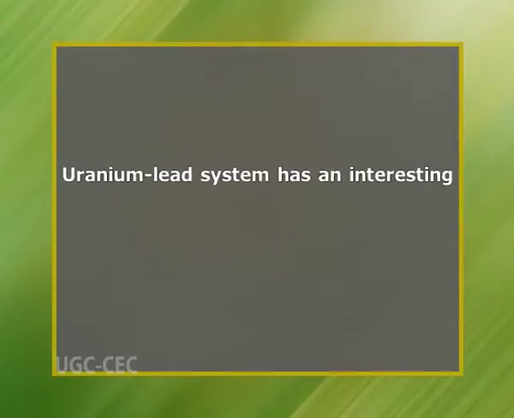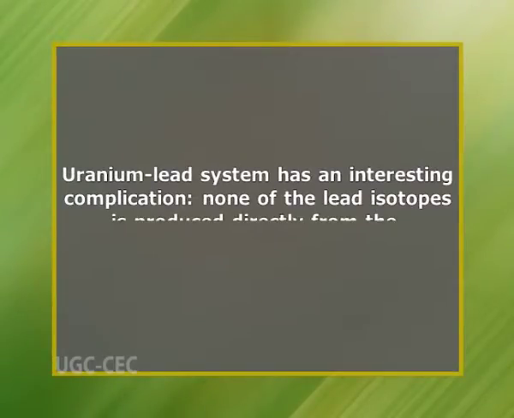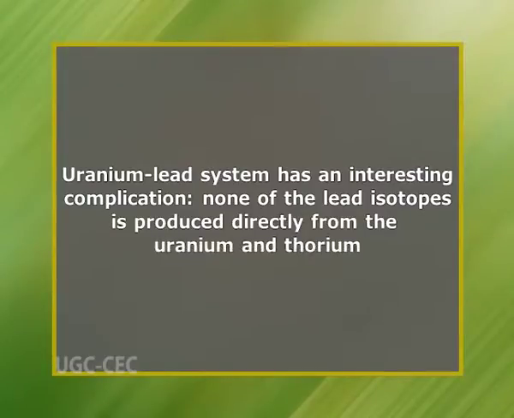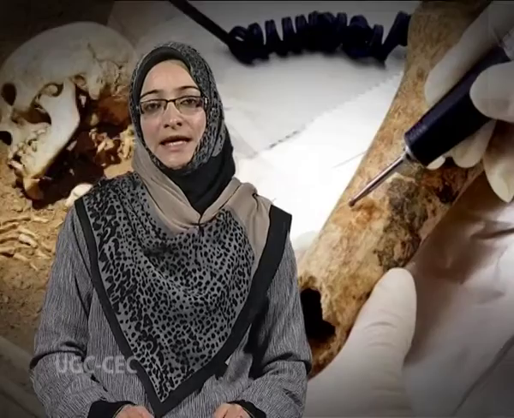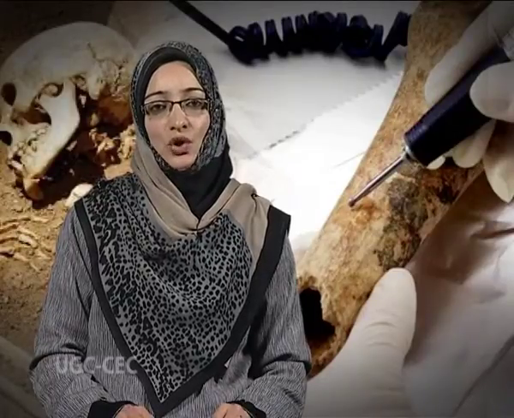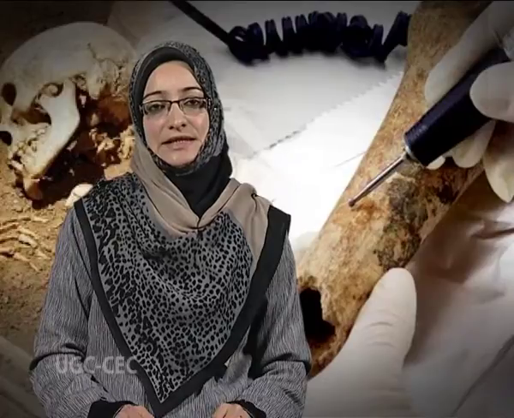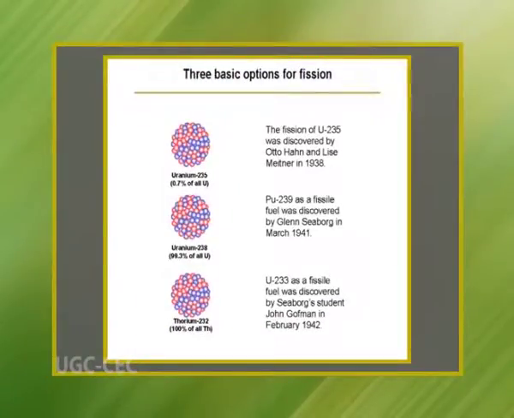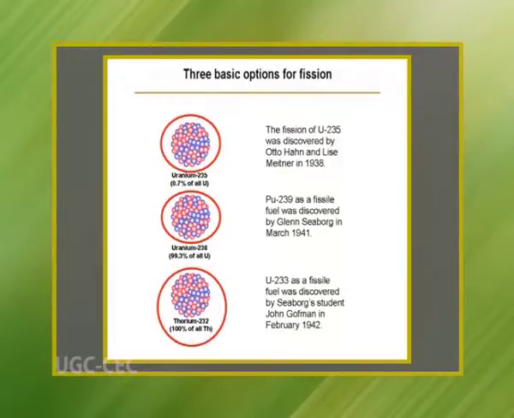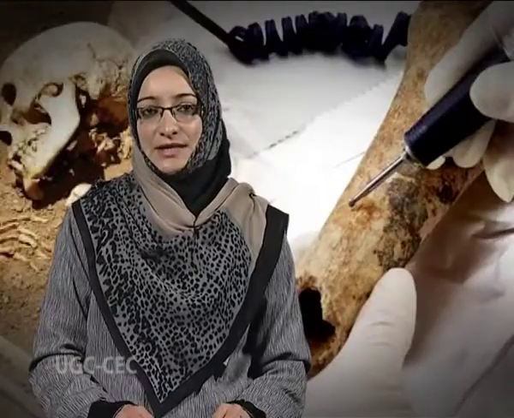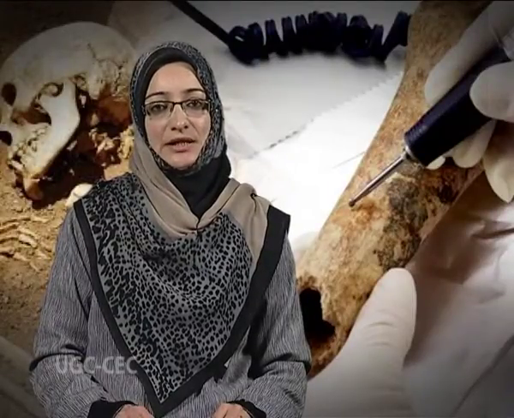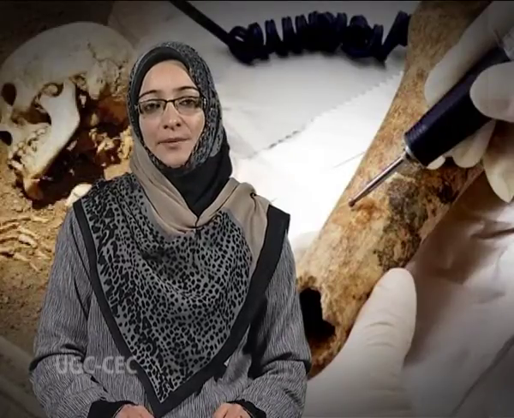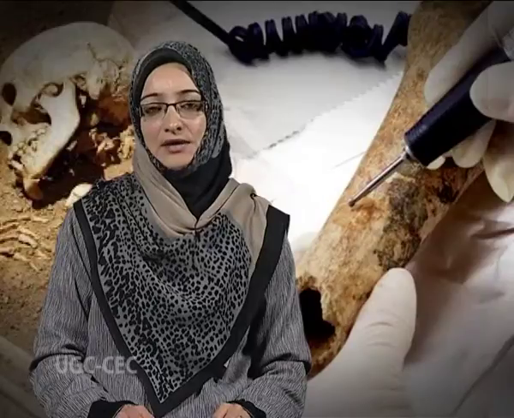The uranium-lead system has an interesting complication. None of the lead isotopes is produced directly from the uranium and thorium. Each decays through a series of relatively short-lived radioactive elements that each decay to a lighter element, finally ending up at lead. Since these half-lives are so short compared to uranium-238, uranium-235 and thorium-232, they generally do not affect the overall dating scheme. The result is that one can obtain three independent estimates of the age of a rock by measuring the lead isotopes and their parent isotopes.